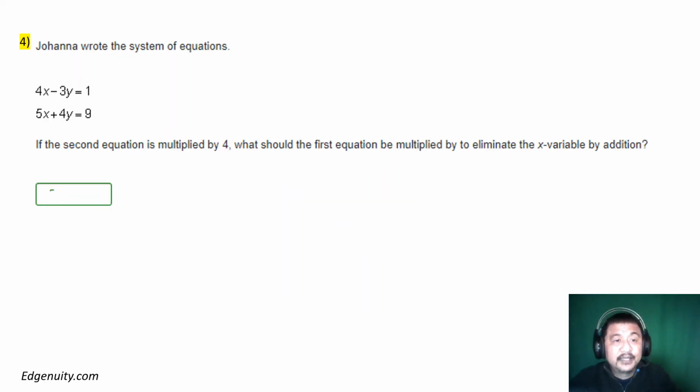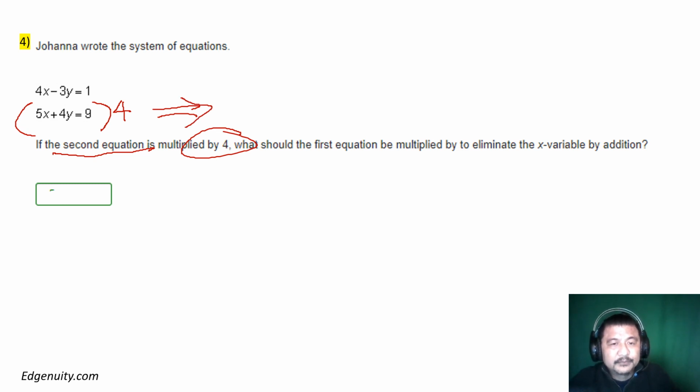All right, this is the last problem. Joanna wrote the system of equations. If the second equation is multiplied by 4, all right? So she used times 4. So let's do that. The second equation will be 4 times 5 is 20x, 4 times 4 is 16y equals 4 times 9 is 36.